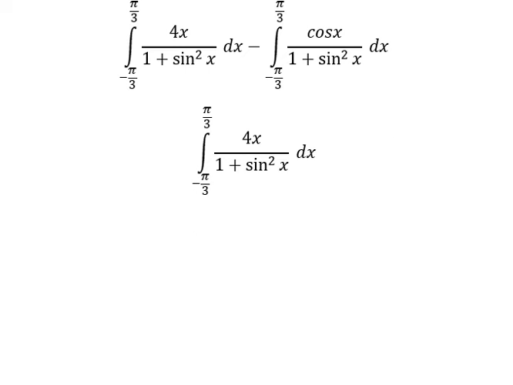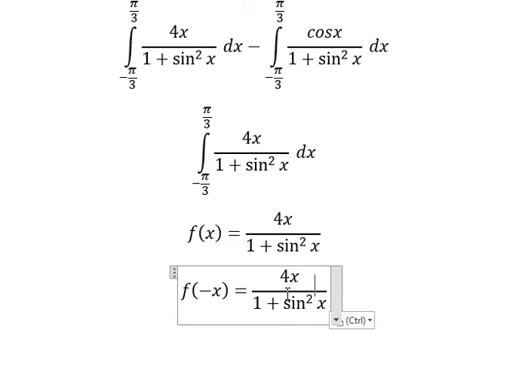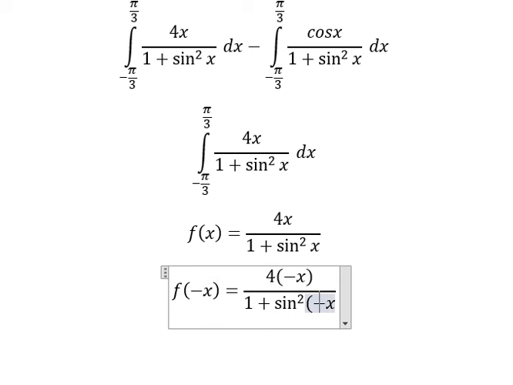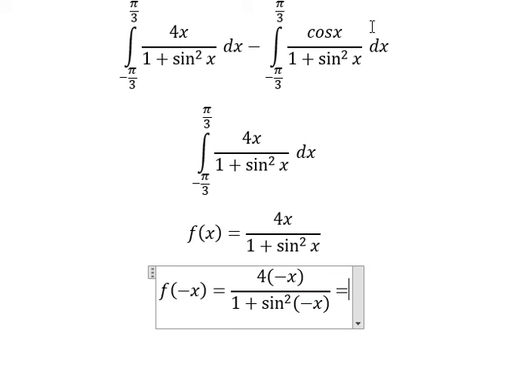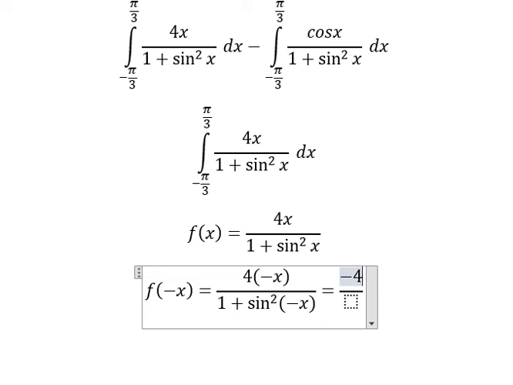For the first one, we can put about the function in here. Now, if I put negative s in here, on this one we will have negative s and negative s. So on the numerator, you got negative 4s.